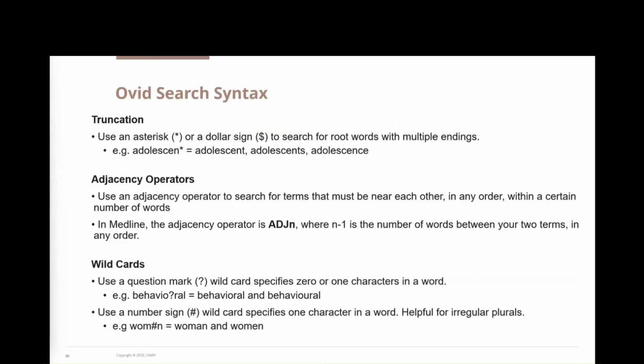One thing to note about adjacency operators: in Medline, the adjacency operator is ADJn, where n-1 is the number of words between your terms in any order. Another example is ADJ3 is not 3 words between, but 3 words apart, so technically 2 words between.